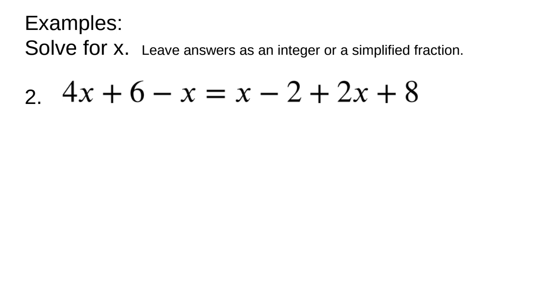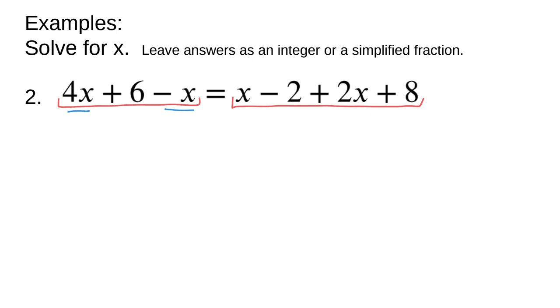Let's try example 2. On one side of the equation, or the equal sign, we have 4x plus 6 minus x. On the other side, we have x minus 2 plus 2x plus 8. So I think there's some simplifying to be done here. On the left, I'm looking for like terms that we could put together, like 4x and negative x. Now these guys are already on the same side together, so we don't have to do the opposite because nobody is moving across the equal sign.